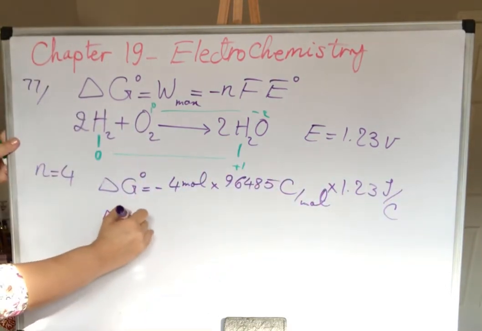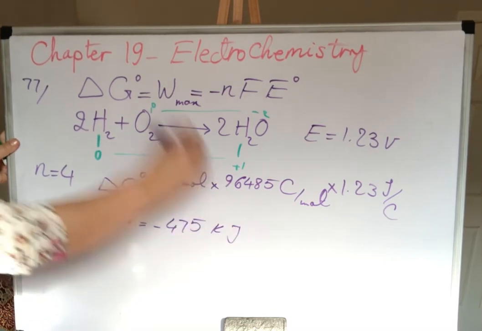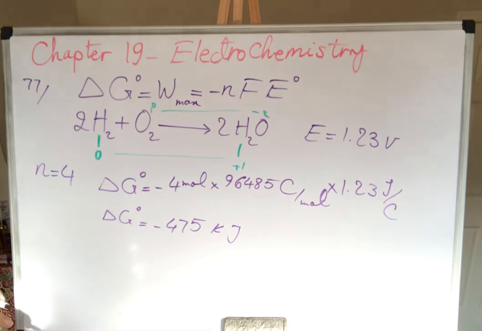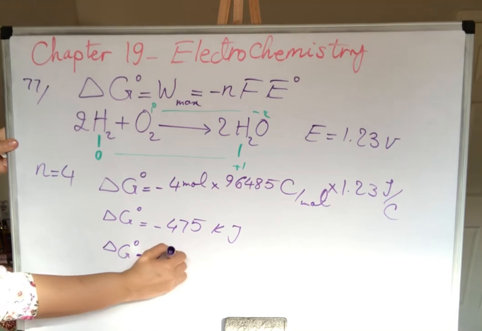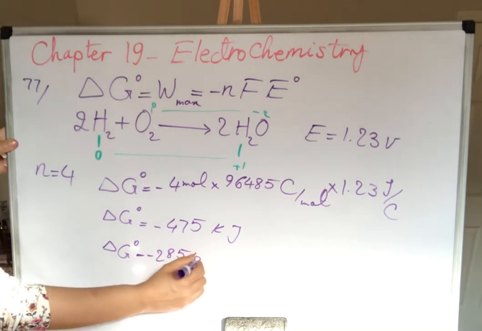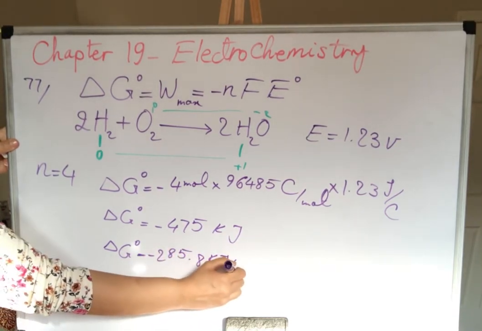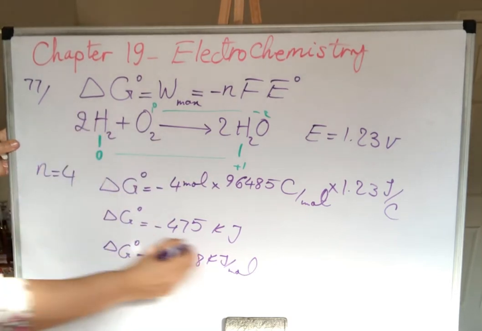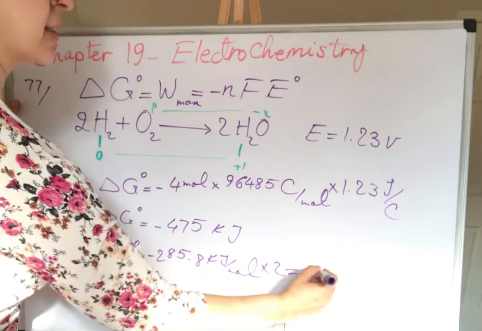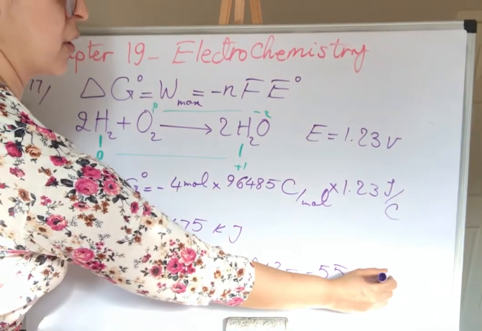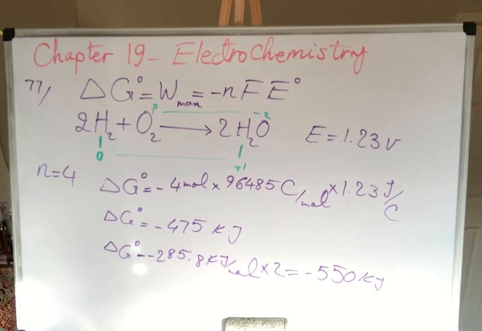So delta G standard is going to be minus 475, and you change it to kilojoules. And delta G standard of formation for 1 mole of water is minus 285.8 kilojoules per mole. But you have 2 moles here, so you need to multiply it by 2. It is going to be minus 550 kilojoules, which is more negative than minus 475.